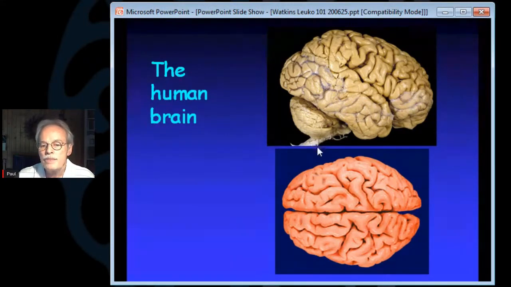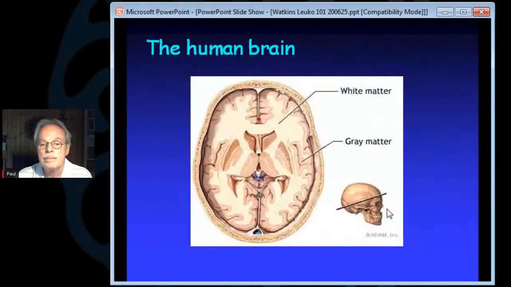And then if you look at the brain from a top-down view, again, this is the front and this is the back, but you can see it's divided in the midline. If you take a slice through the human brain, and here's a little cartoon on the bottom to show where we took the slice, you can see that the white matter does in fact look white, and the gray matter has more of a pinkish brown color to it.